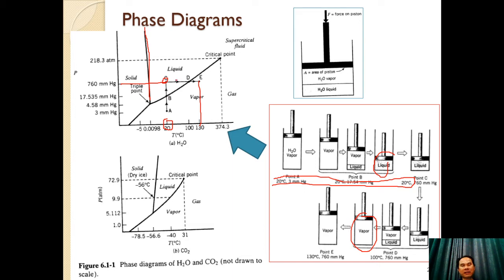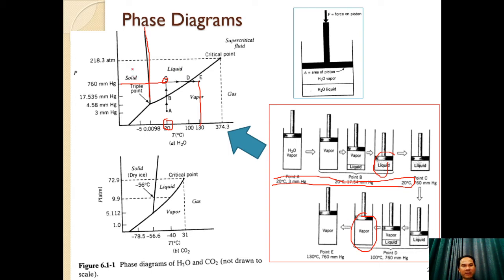And then you increase the temperature. The first bubble occurs in the liquid, we call this the boiling point. The process is evaporation. Okay. From liquid to vapor is evaporation. From vapor to liquid, we call it condensation.